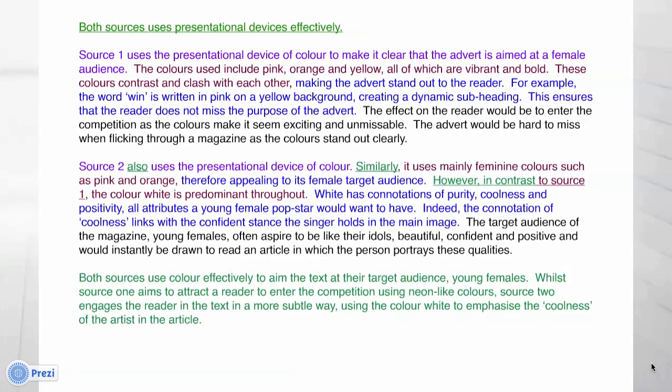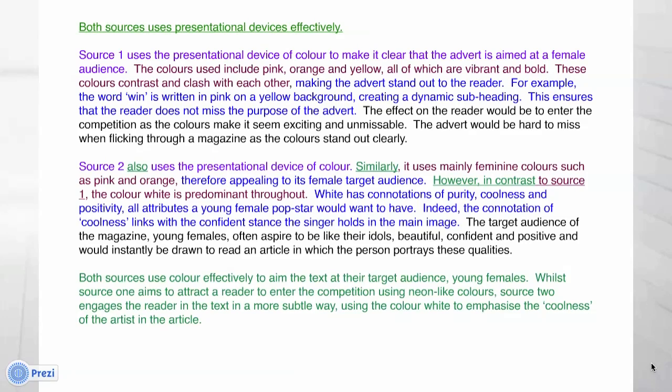So I've thought about the purpose there and I've made it clear to the examiner that I understand what the connotation of white is and how it links with Avril Lavigne in that article. The target audience of the magazine, young females, often aspire to be like their idols, beautiful, confident and positive, and would instantly be drawn to read an article in which the person portrays these qualities. So that's my effect on the reader there. So I've done 2 paragraphs, one on source 1, one on source 2, using the same device, and then I just need to end with a comparison.